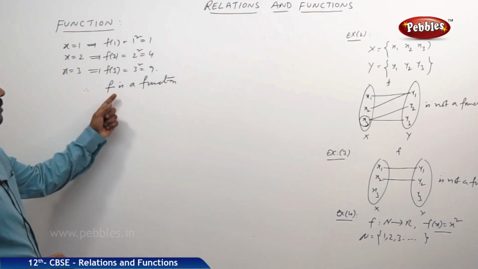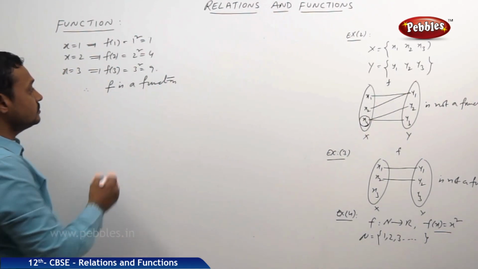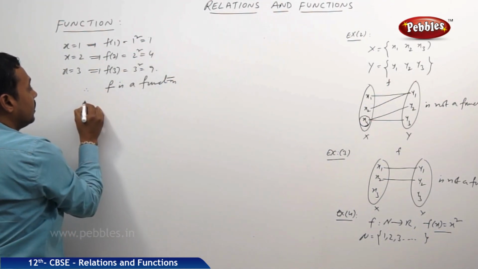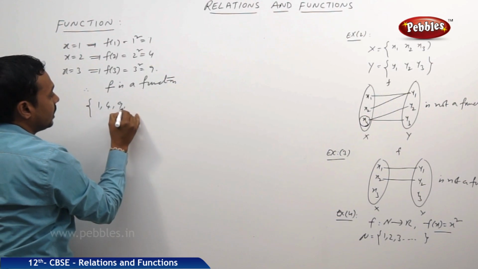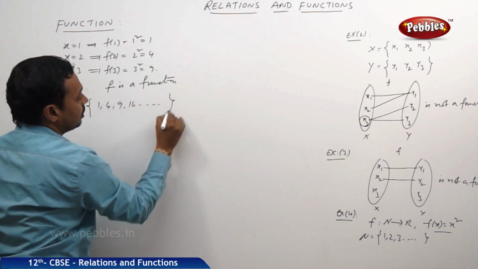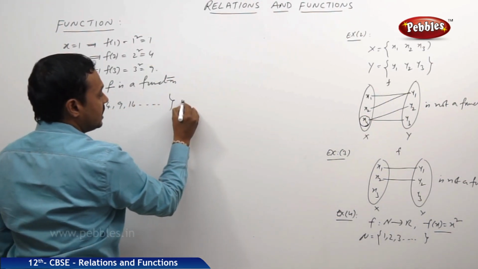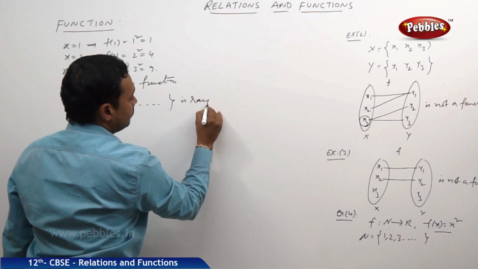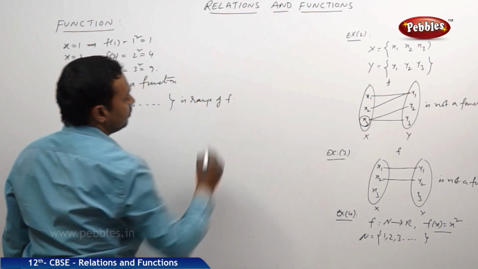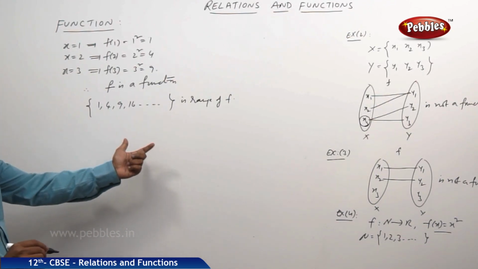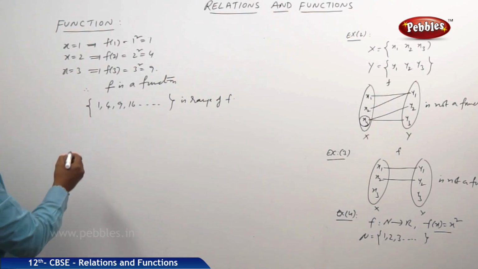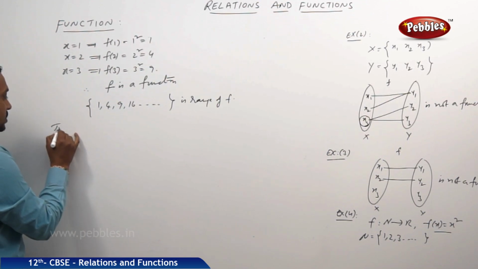The relation f is a function, and here the set of images, what are they? 1, 4, 9, 16 and so on, perfect squares. Now this set is the range of the given function f. These are some of the examples of a function. Next one is types of functions.